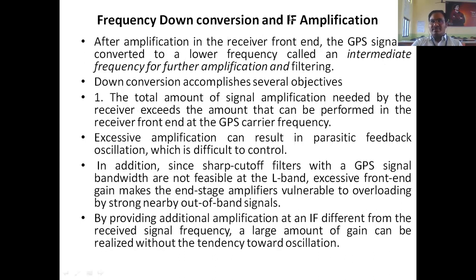Next, frequency down conversion. The radio frequency signal is at a higher frequency, and it is to be down converted. For this purpose, we will use an intermediate frequency. Here the GPS signal is converted to a lower frequency called the intermediate frequency for further amplification and filtering. So what are the objectives of this down conversion? Why do we need to do down conversion?